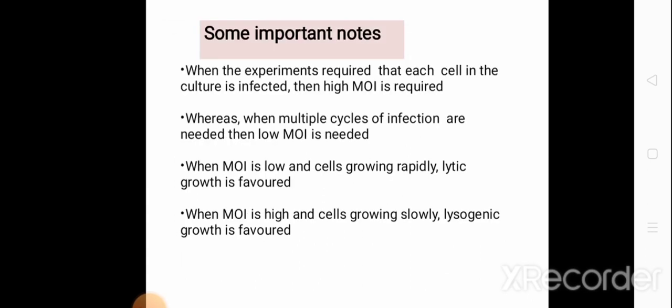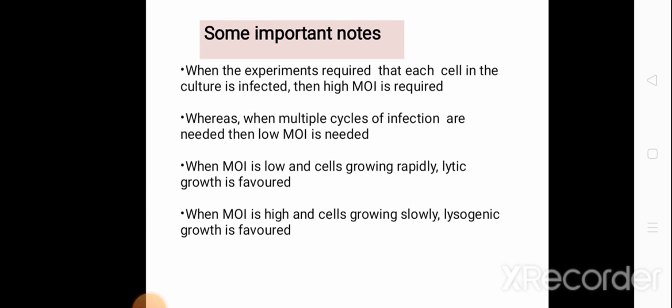Now let's discuss some important notes. These notes are very important, and questions related to them also come in various exams. The first point is that when the experiment requires that each cell in the culture is infected, then a high MOI is required, whereas when multiple cycles of infection are needed, then a low MOI is needed.